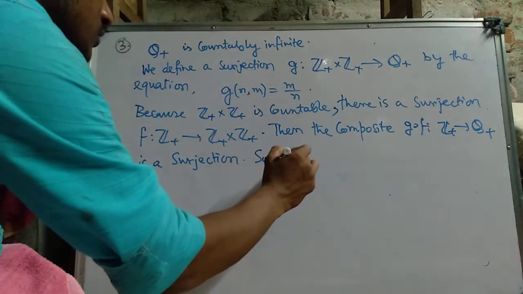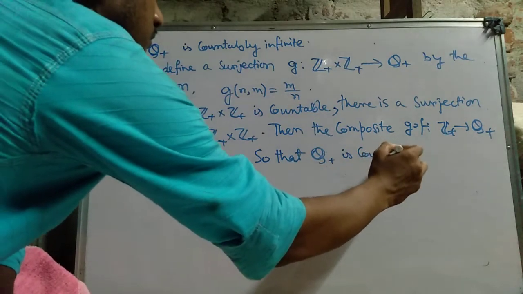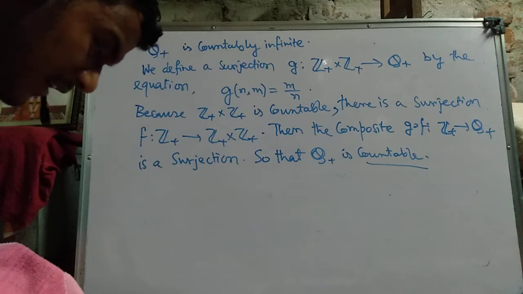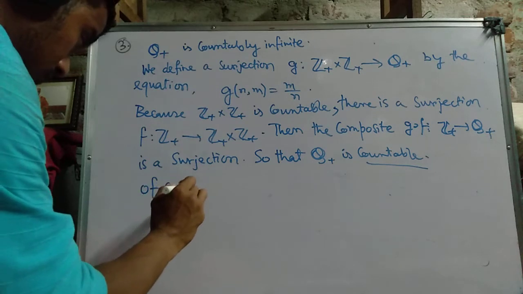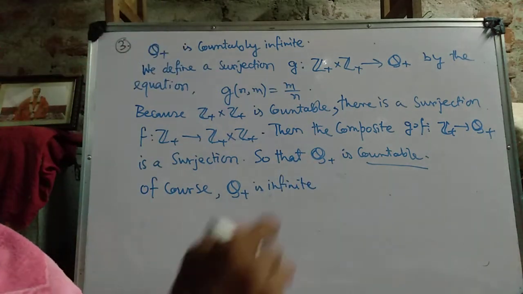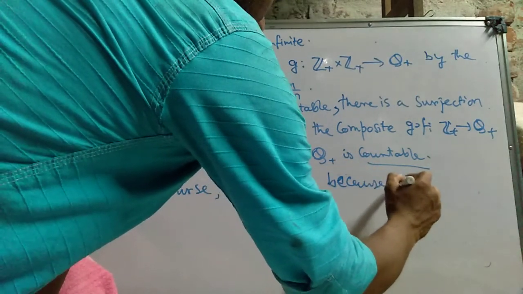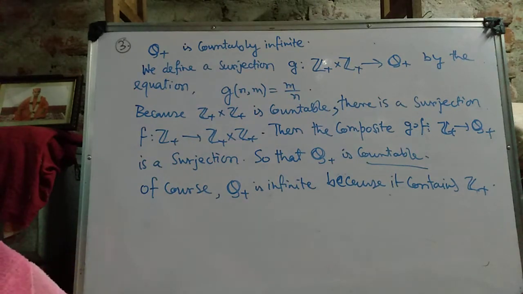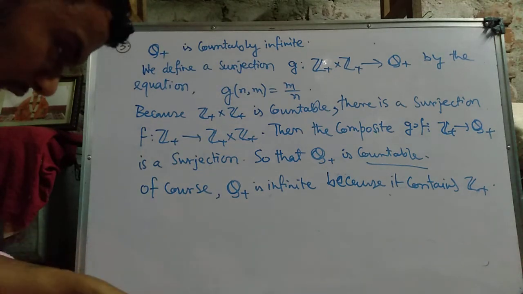So that Q plus is countable. Of course, Q plus is infinite because it contains Z plus. So we have shown that Q plus is countably infinite.